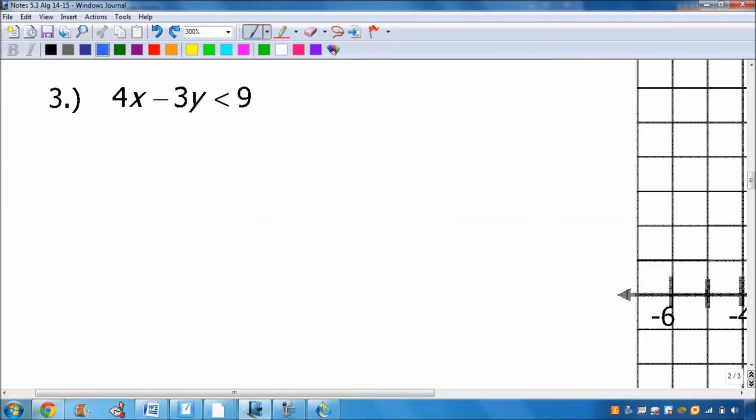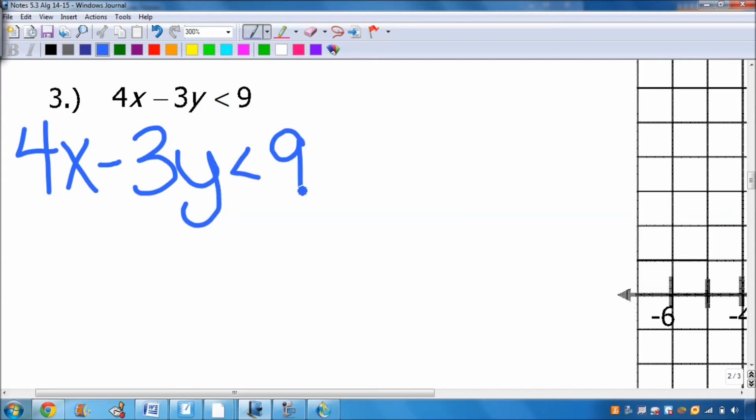All right, let's take a look at question number 3. We're going to solve question number 3 two different ways. So for the first option that I have, I can just get rid of the 4x. And the way I can get rid of the 4x is by subtracting it on both sides.